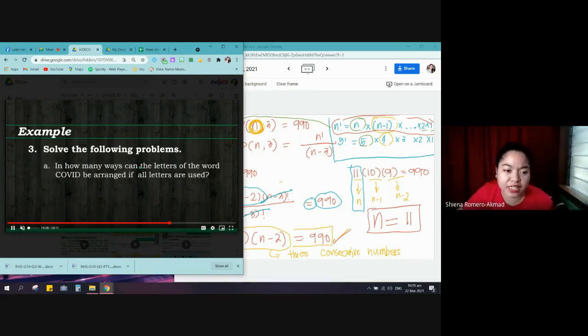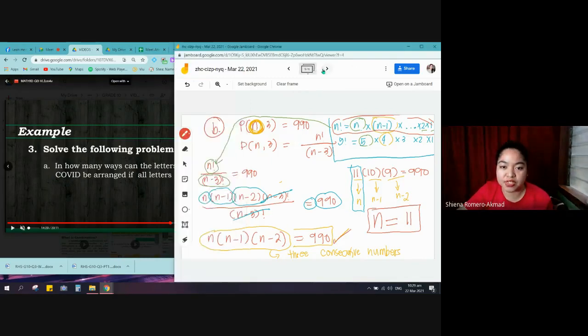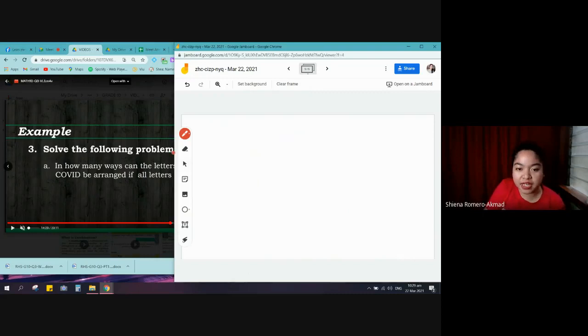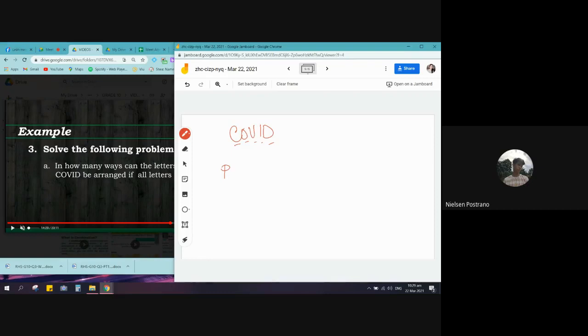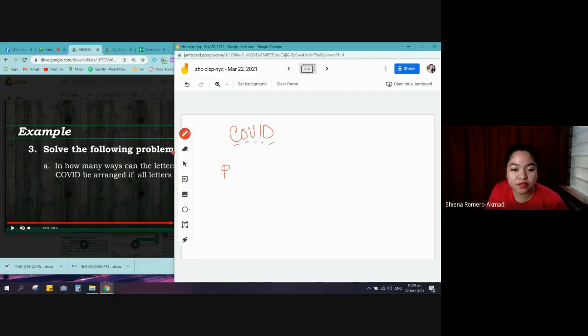In how many ways can the letters of the word COVID be arranged if all the letters are used? So, let us solve for that. Kapag gagamitin natin ang word na COVID, we have to arrange the letters. At gagamitin natin lahat. What will be my number of items? Ilang letters ba yan? 5 po. Ilan lahat yung pipiliin natin? All letters are used. So, 5 din. So, that's 5. Taken 5 at a time.